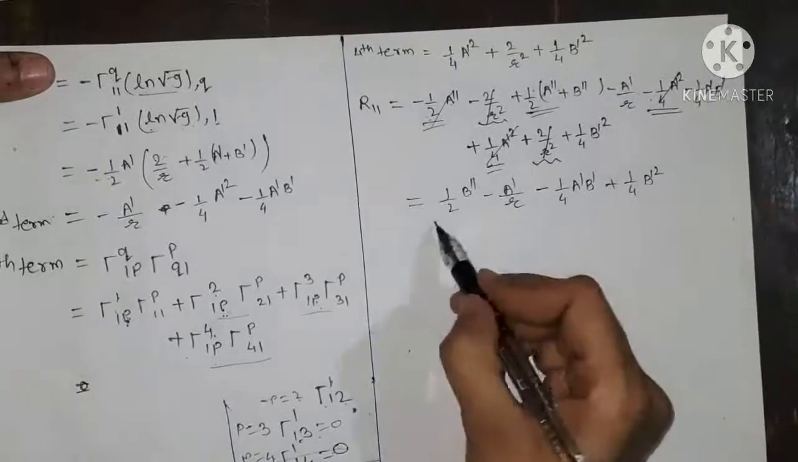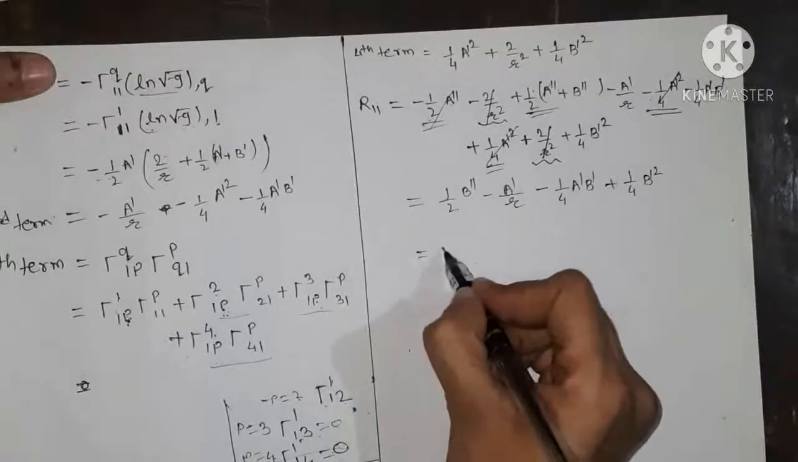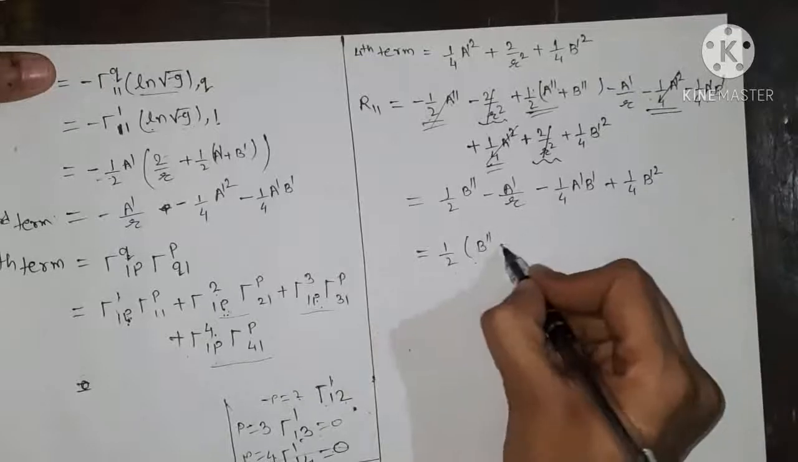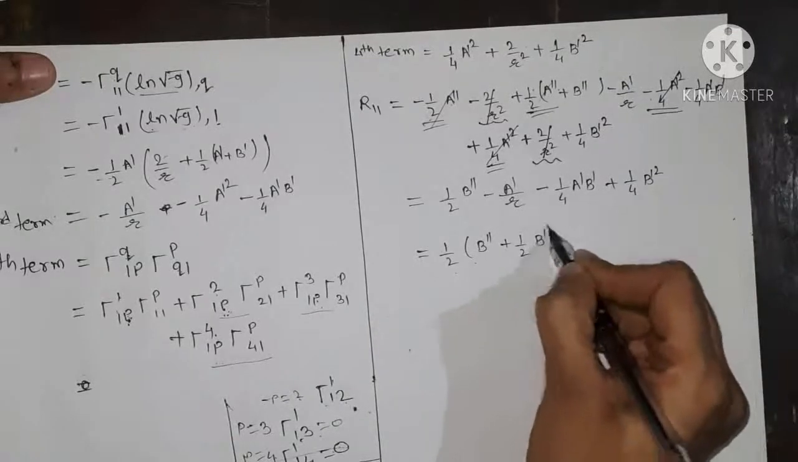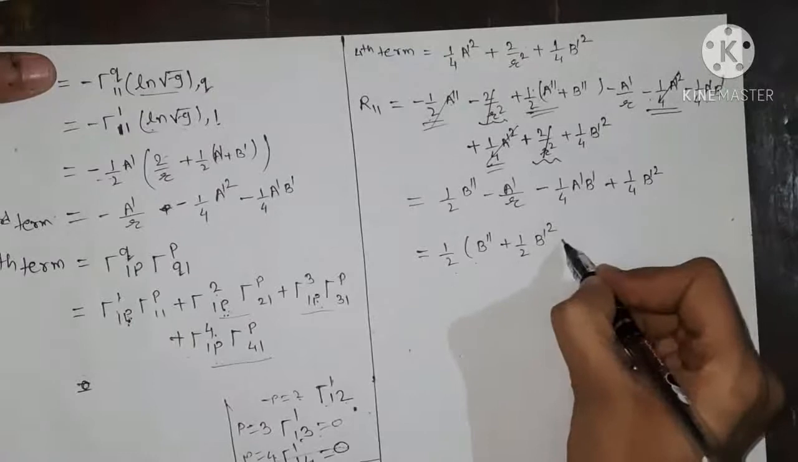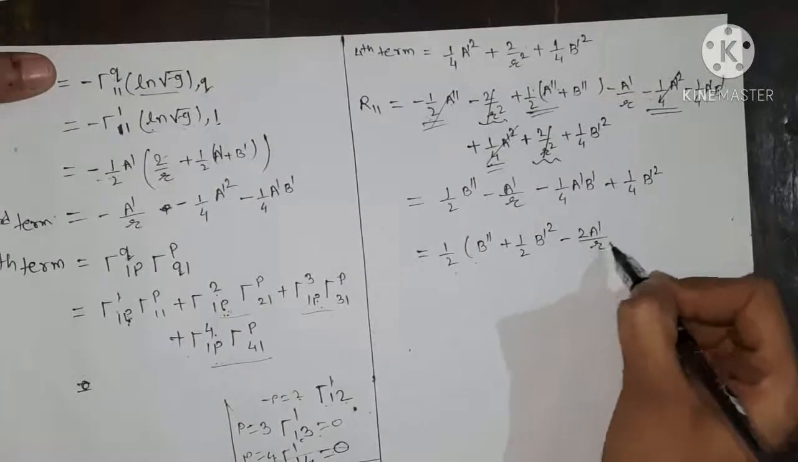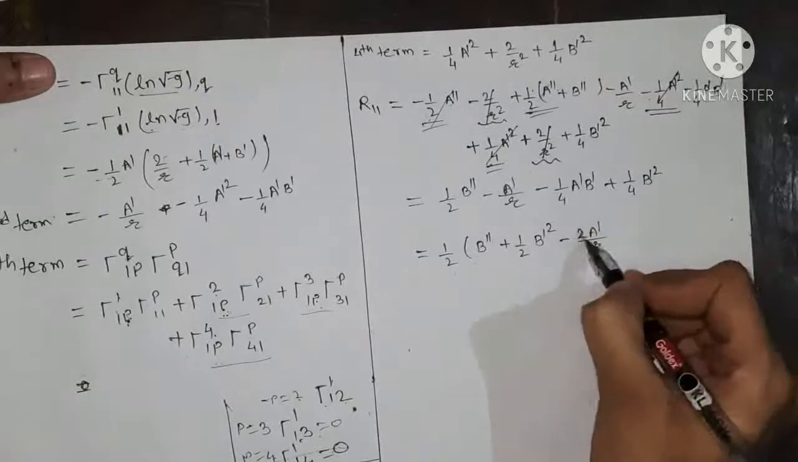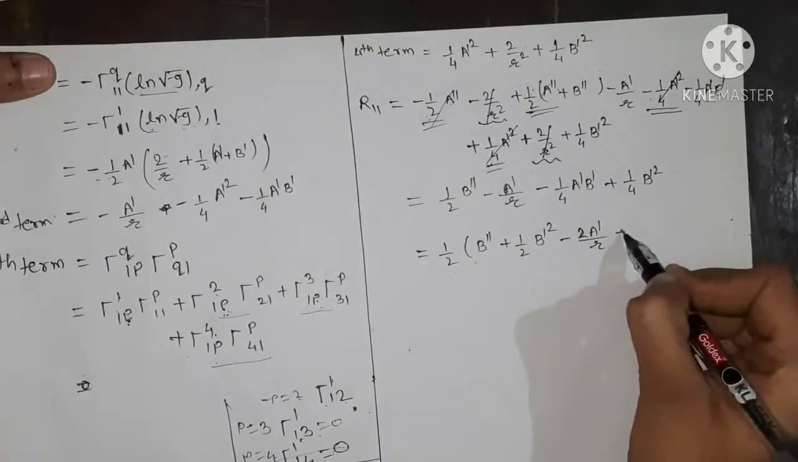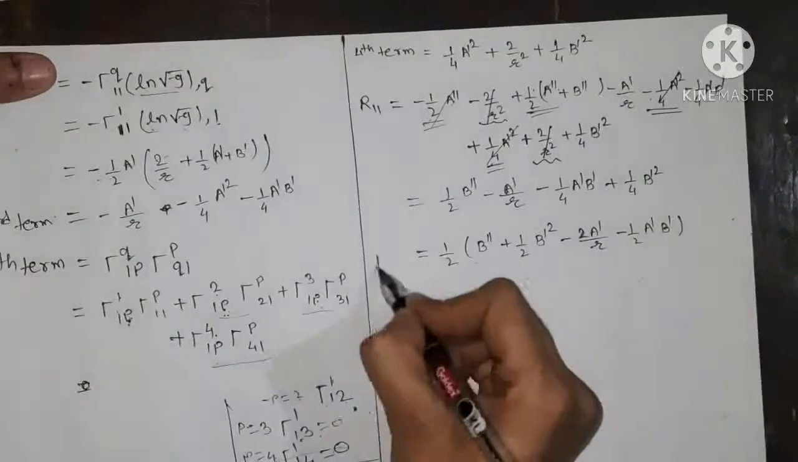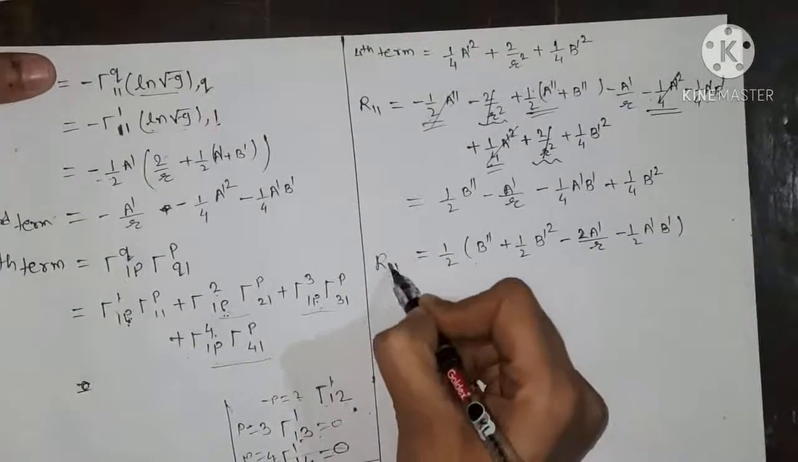Now we can take the common half. So we have half in bracket b double dash plus 1 upon 2 b dash squared minus 2 a dash upon r, and we are writing this term minus 1 upon 2 a dash b dash. Okay, so this is our R11.